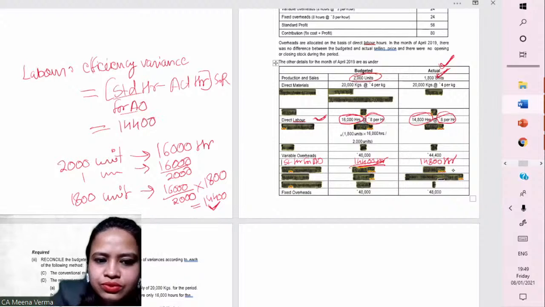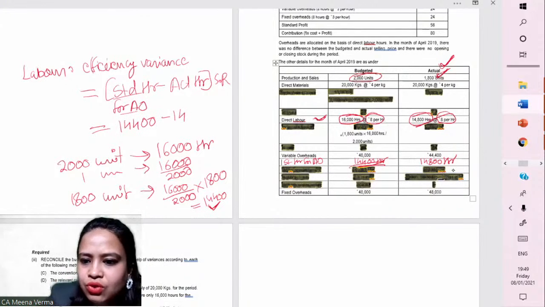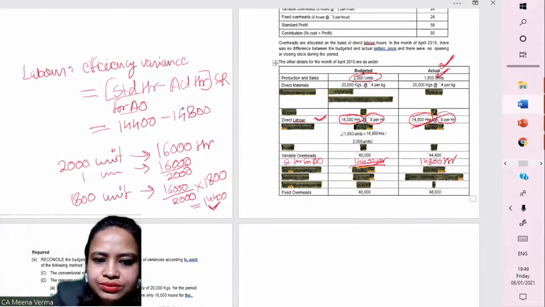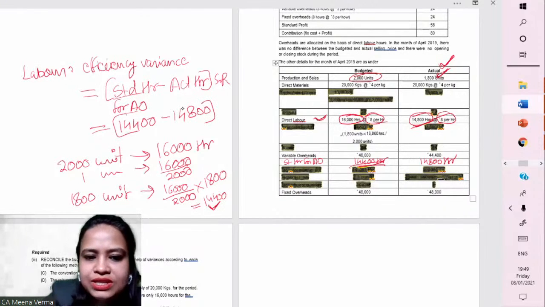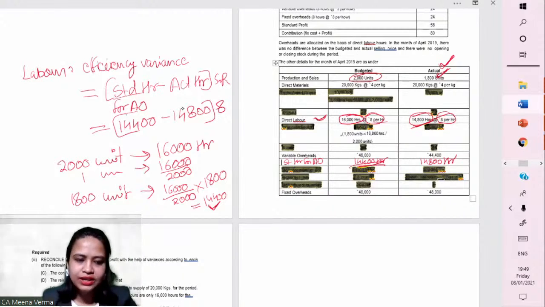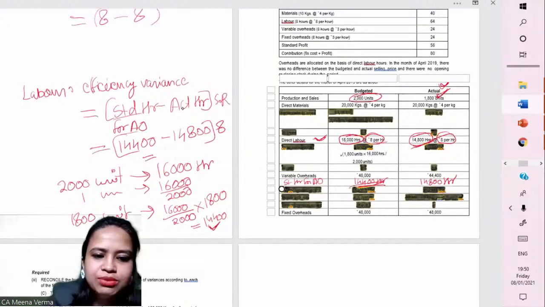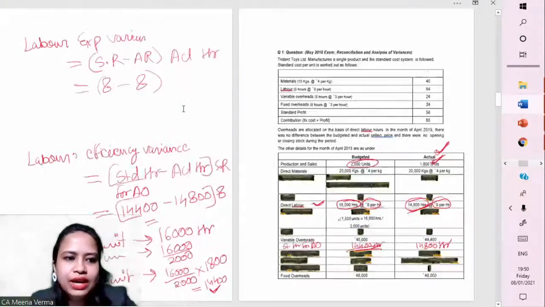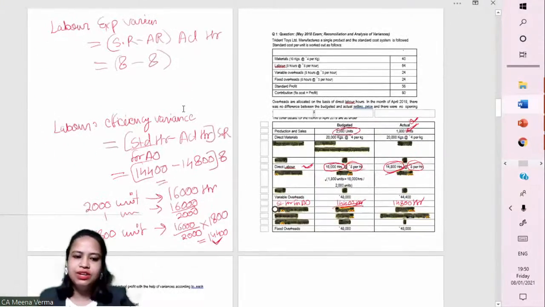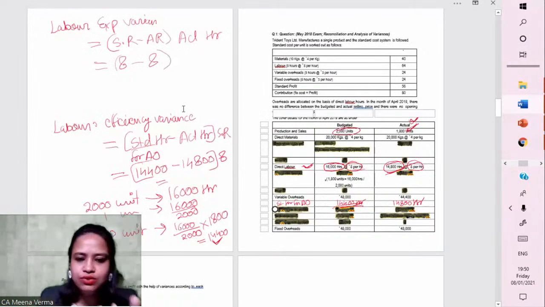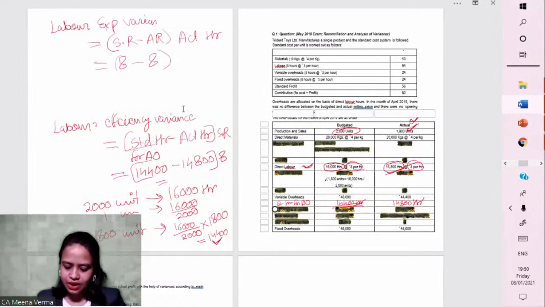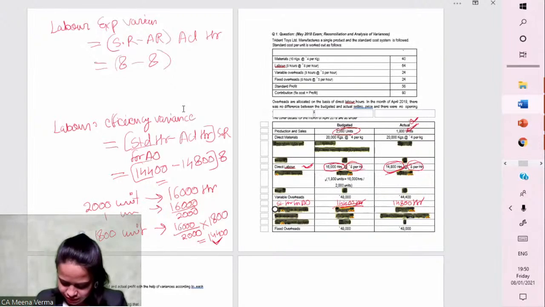Okay? And actual hour is what? 14,800. What is the standard rate? Standard rate is same, 8 rupees. So this way you will get the labor efficiency variance. I hope it is clear. Labor expenditure variance is 0 and labor efficiency variance, if you will solve this, you will get labor efficiency variance. I hope you are doing this question. Okay.